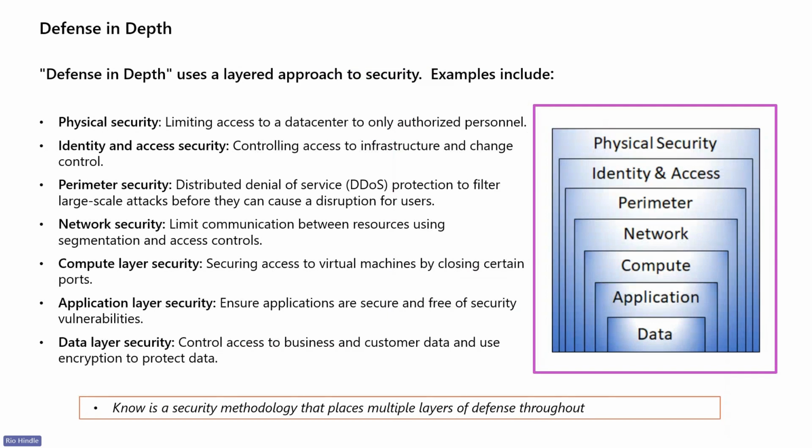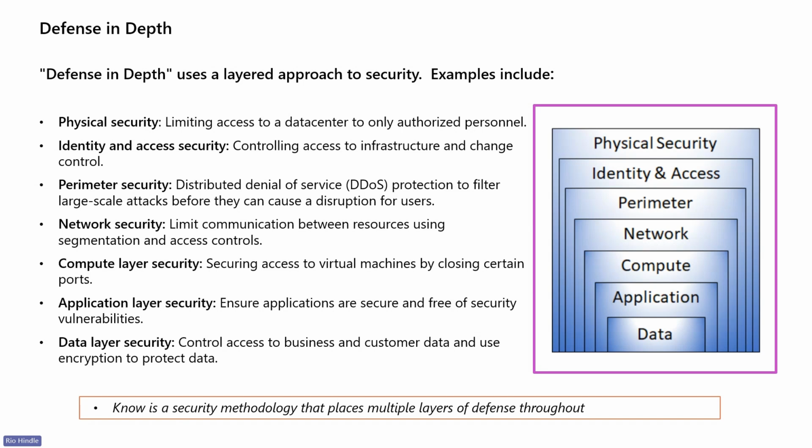This then follows on to defense in depth, and defense in depth is a layered approach to security, right? The whole persona around this is we're going to have a series of mechanisms, and this is going to slow the enhancement of attack. And this first starts off at physical security, to identity and access, to perimeter, network, compute, application, and fundamentally the data we're trying to secure.